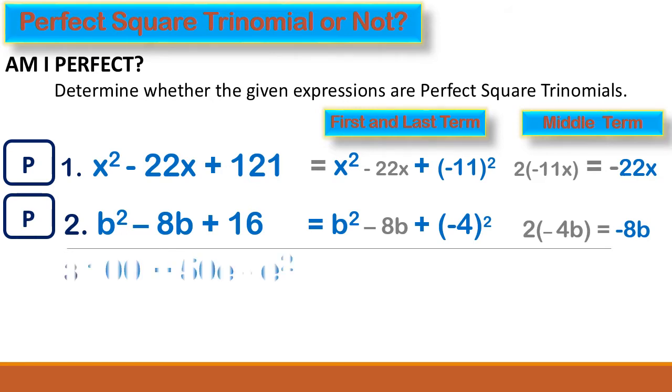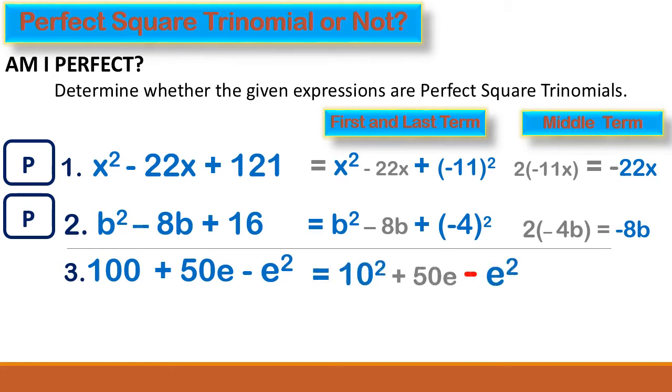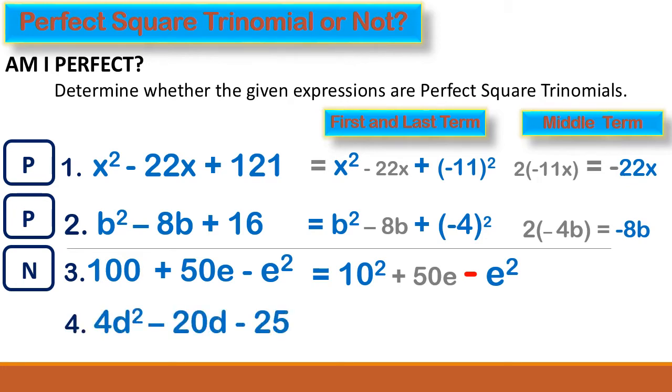Number 3. 100 plus 50e minus e squared. So, check whether the first and last terms are perfect squares. So, 100 is a perfect square and e squared is a perfect square. However, this term is negative. So, we do not have a perfect square trinomial. So, number 3 is not a perfect square trinomial.